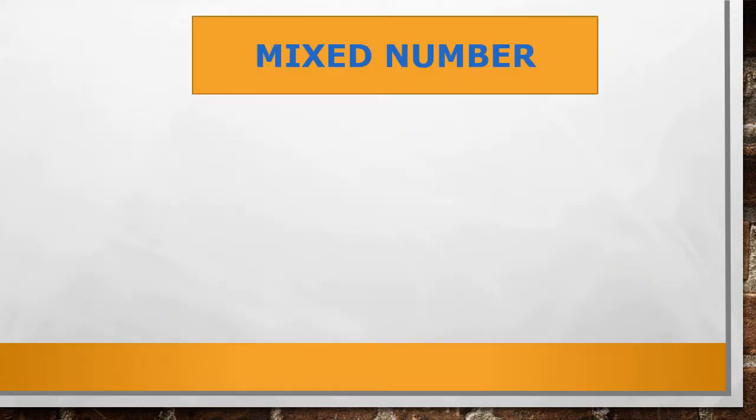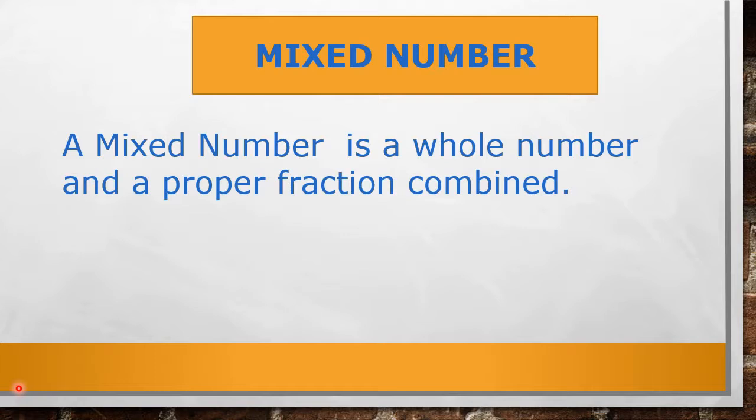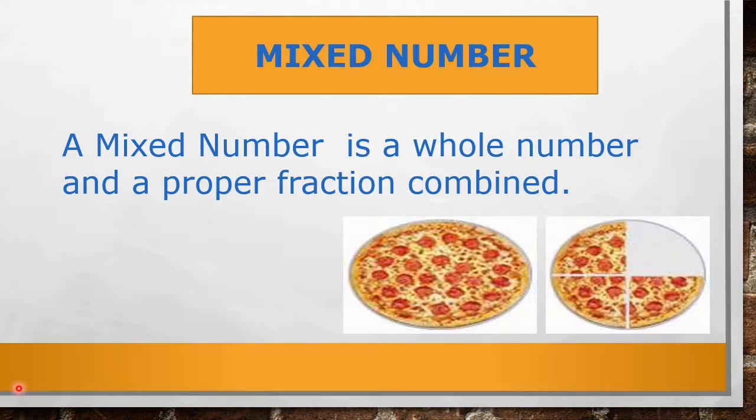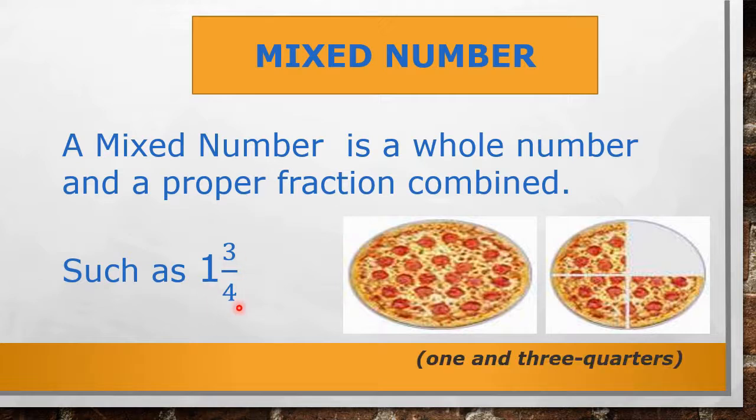Next is mixed number. A mixed number is a whole number and a proper fraction combined. It is the sum of the two parts, the whole part and the fractional part. So this we read as 1 and 3 by 4. So this is 1 and 3 quarters. This mixed fraction is simple to understand. It is the sum of two parts, the whole part and the fractional part.